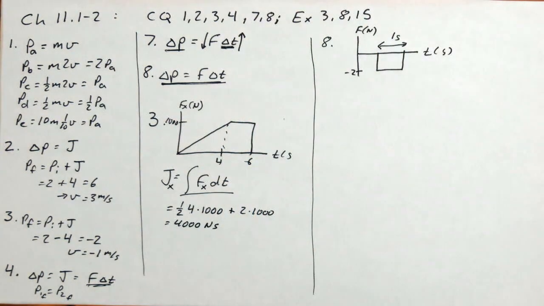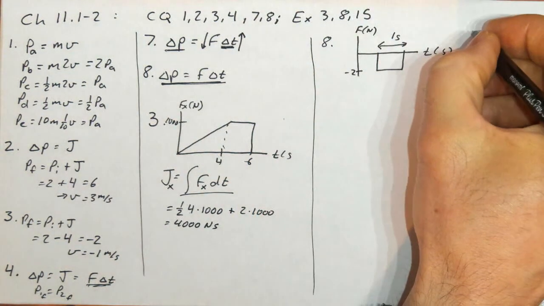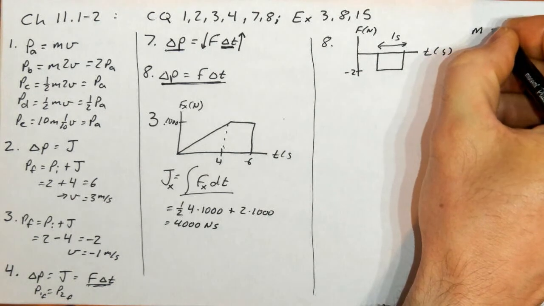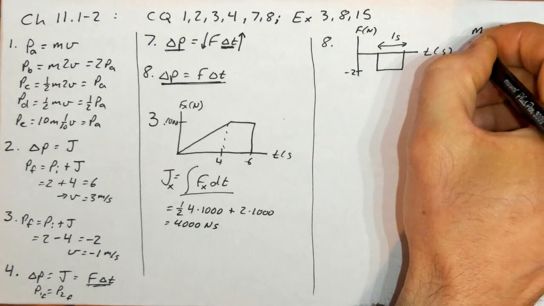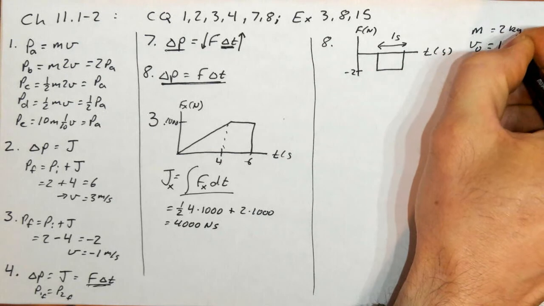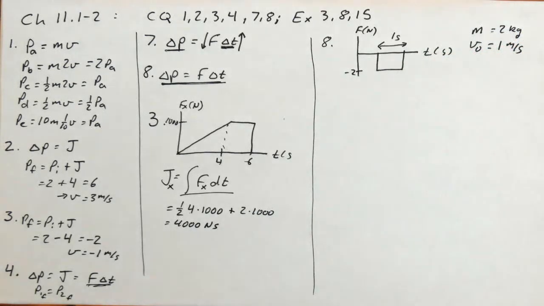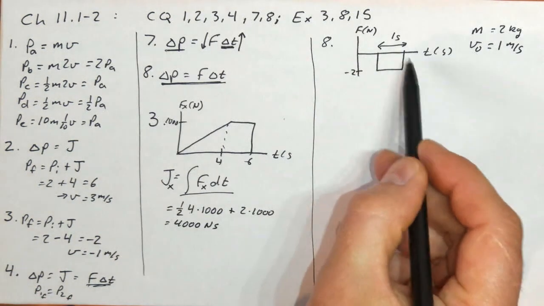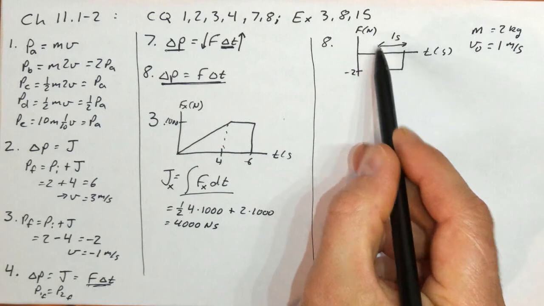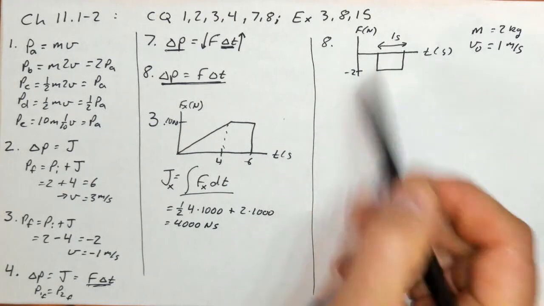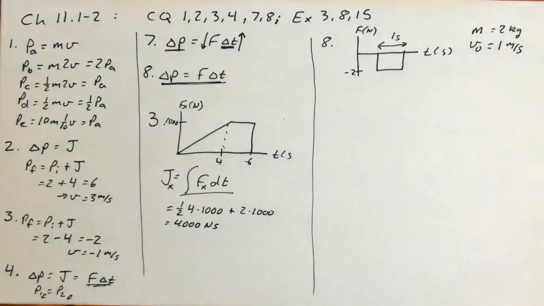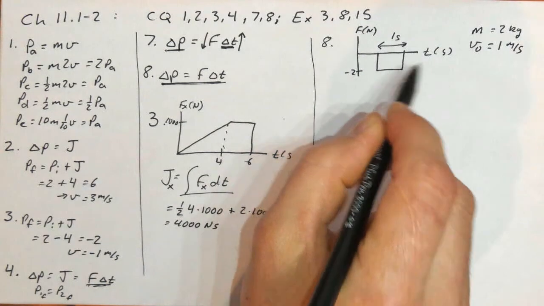Okay, we have this particle. It's a 2 kilogram object, and it's originally moving at 1 meter per second, to the right. All right, and then it experiences this force. So this is a constant force for a short window of 1 second. How fast is it moving afterwards? Okay. So how do I use this graph to be able to answer that?